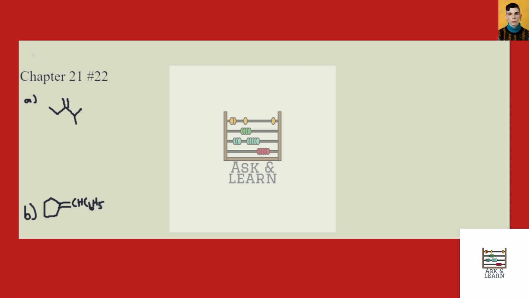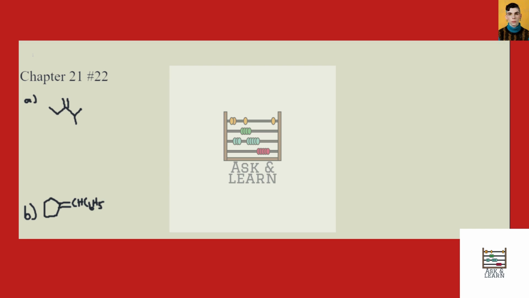This is the answer to Chapter 21, problem number 22 from the Smith Organic Chemistry textbook. This problem asks us to look at two alkanes and synthesize each of them two different ways: in a single step using a Wittig reagent, but also as a two-step process making use of an organometallic reagent. And so for each of these, we're going to have a Wittig method and a Grignard method.